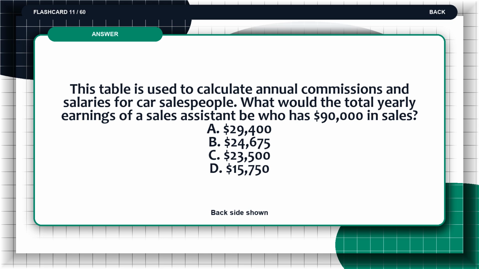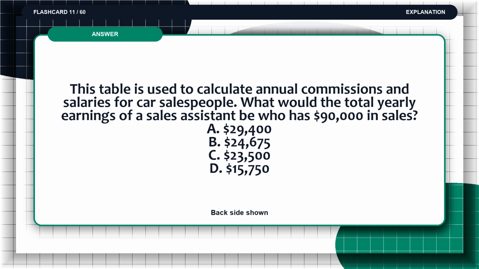The answer is: this table is used to calculate annual commissions and salaries for car salespeople. What would the total yearly earnings of a sales assistant be who has $90,000 in sales? A. $29,400, B. $24,675, C. $23,500, D. $15,750.